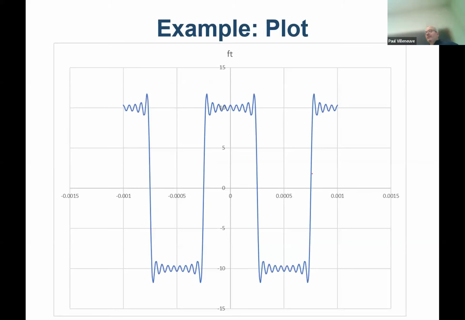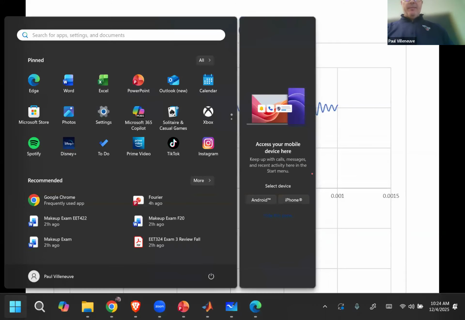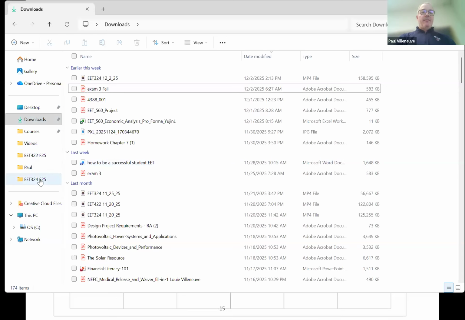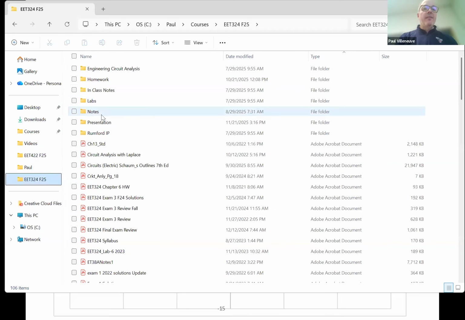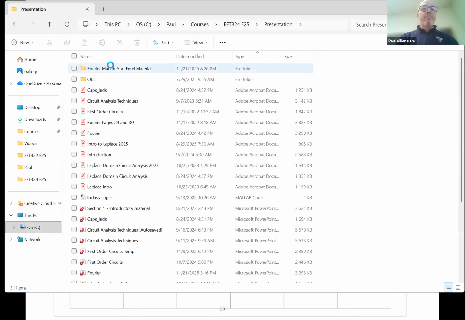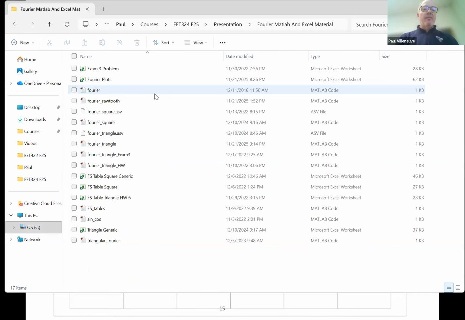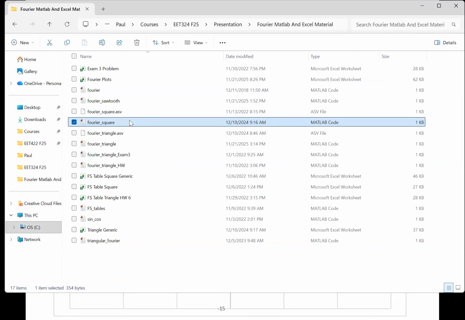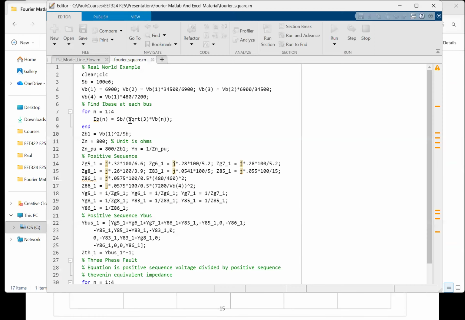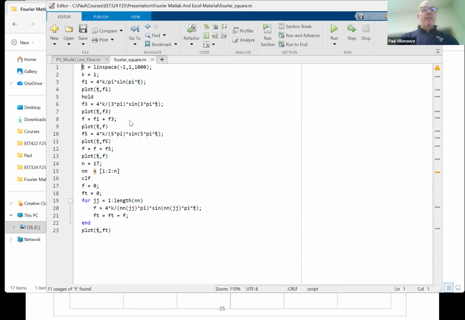Here's a plot. How did I get that? I got it from Excel. Oh, not Excel, from MATLAB. Excel should do it too, though. Excel would do it, yeah. But you can see this is, instead of using A, I just used K. So K is equal to 1, whatever.